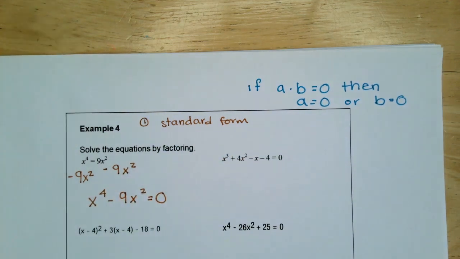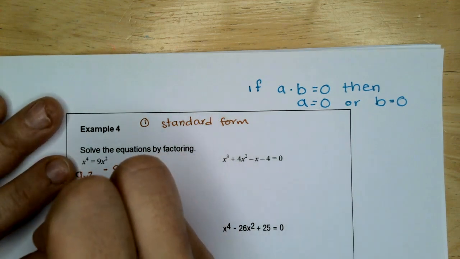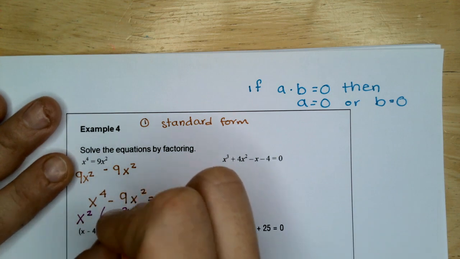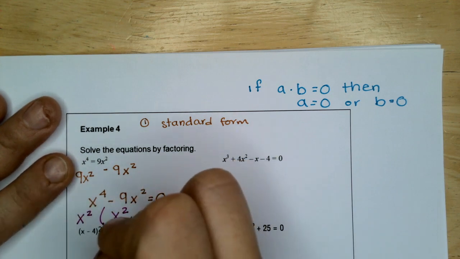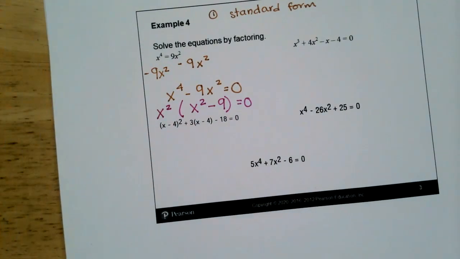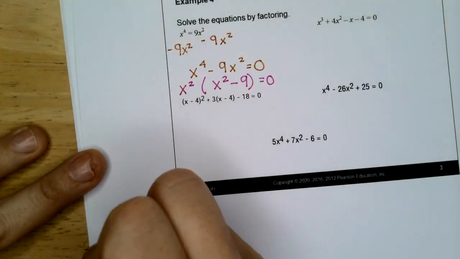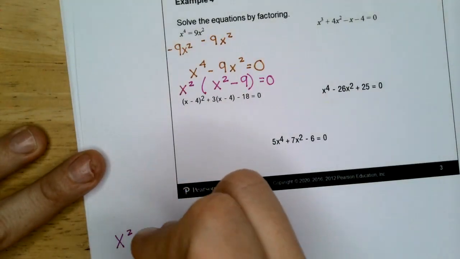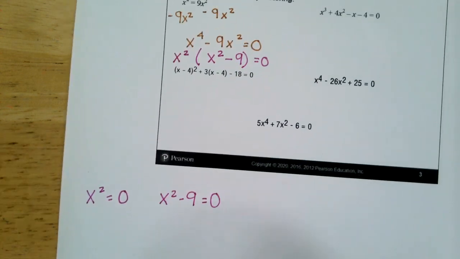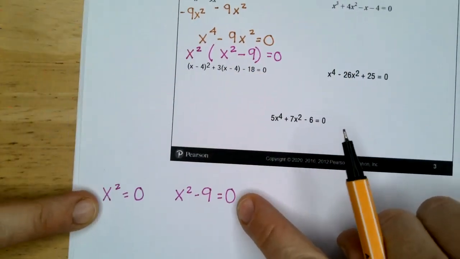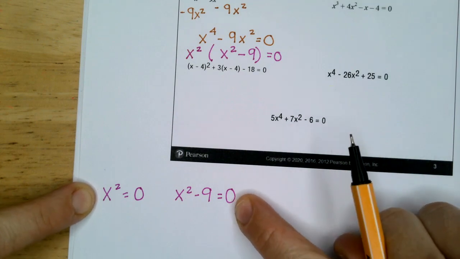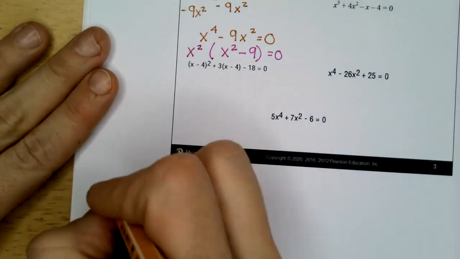Good? All right, here I can factor out an x squared. Can I not? X to the 4th divided by x squared is x squared. And then -9x squared divided by x squared is -9, equals 0. Good. I'm going to move it on down here. So my two terms now are x squared is 0 and x squared minus 9 is 0. As soon as I've factored it, I can set each factor equal to 0 and try to solve each one for x. Okay. How do we solve x squared for x?